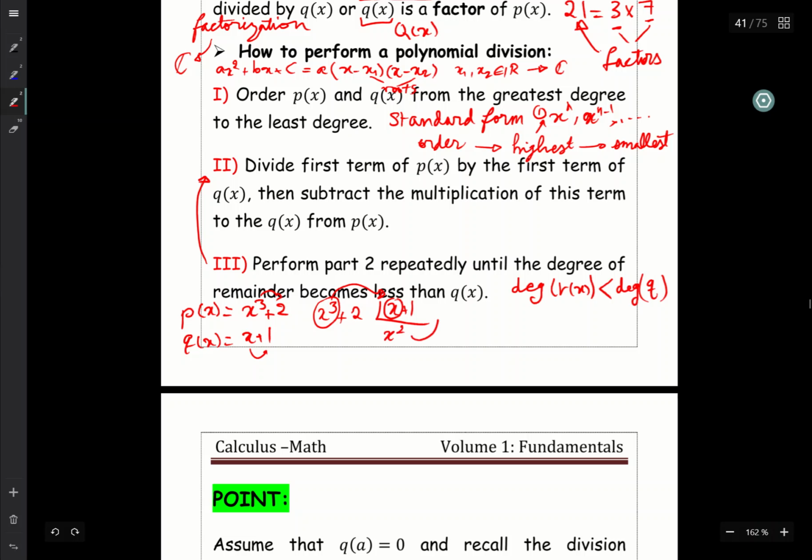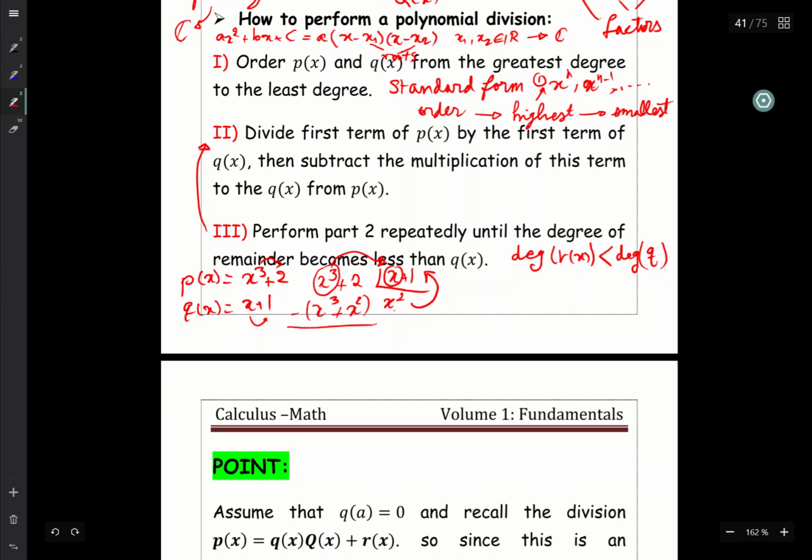Then multiply this back by q. So x^2 multiplied by x gives me x^3, and x^2 multiplied by 1 gives me x^2, right? Then subtract this from the original polynomial, and I end up with minus x^2 + 2, okay? The degree of the remainder is still greater than the degree of q.